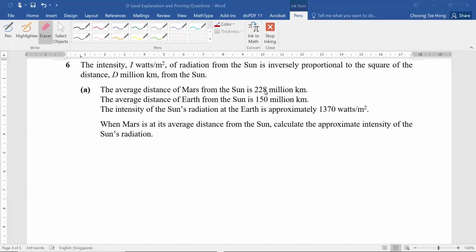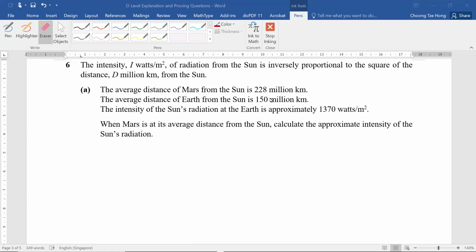Hi students, in this video I'll be going through the 2023 O-Level Mathematics Paper 1 question 24. Alright, so let's read the question. The question goes, the intensity I watts per meter square of radiation from the sun is inversely proportional to the square of the distance d million kilometers from the sun.